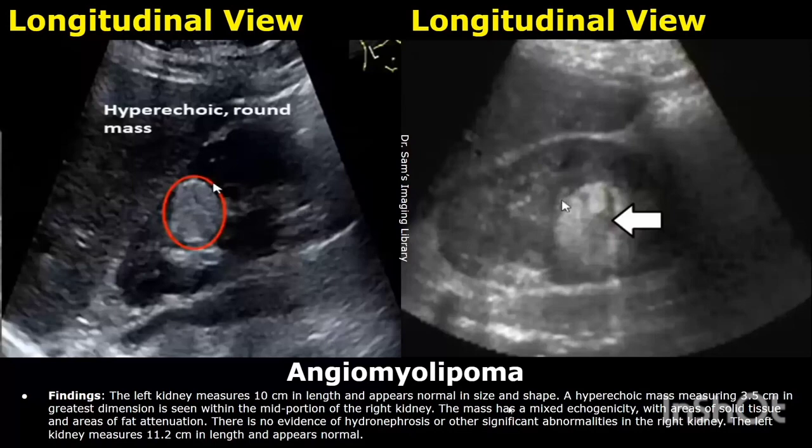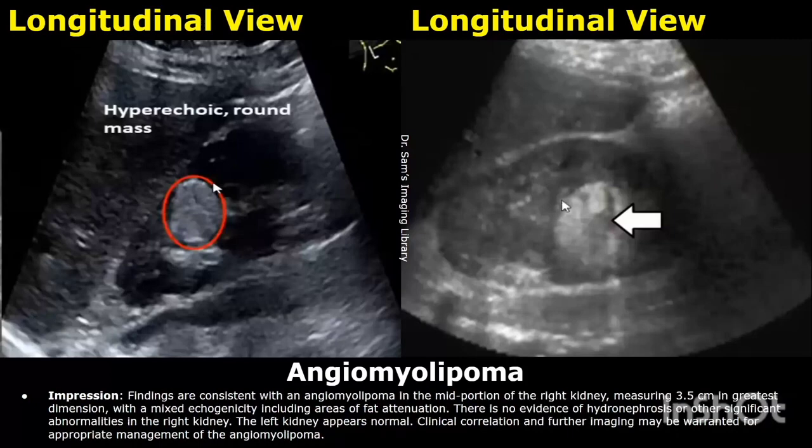The mass has a mixed echogenicity with areas of solid tissue and areas of fat attenuation, and there was no evidence of hydronephrosis or other significant abnormalities in the right kidney, and the left kidney was normal.